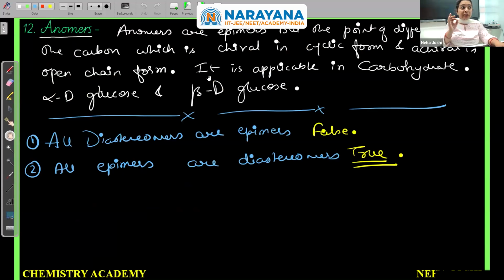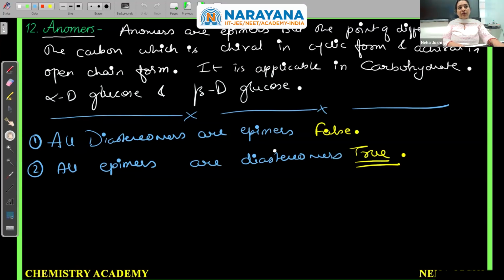For anomers, it is particular carbohydrate chemistry you might have seen. Anomers are only when the carbon which is chiral in cyclic form and achiral in open chain is having the difference. Alpha-D-glucose, beta-D-glucose, for those we use the word anomers. All diastereomers are epimers, that statement is false, but all epimers are diastereomers, that statement is true. All anomers are epimers, true, but all epimers are anomers will be a false statement.